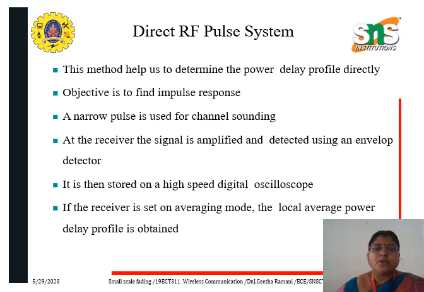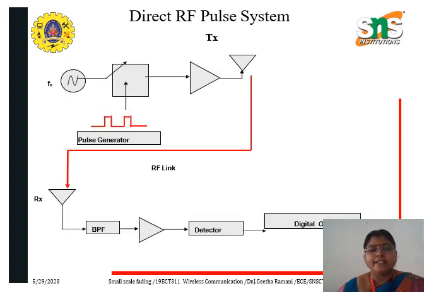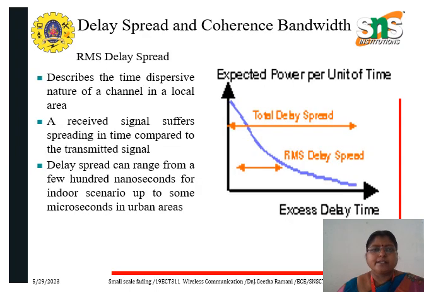It is then stored on a high-speed digital oscilloscope. If the receiver is set on averaging mode, the local average power delay profile is obtained. So this is the setup used to measure the direct RF pulse system, where we are using a pulse as a reference and we are transmitting in a receiver link, and we calculated using the predefined formulas.